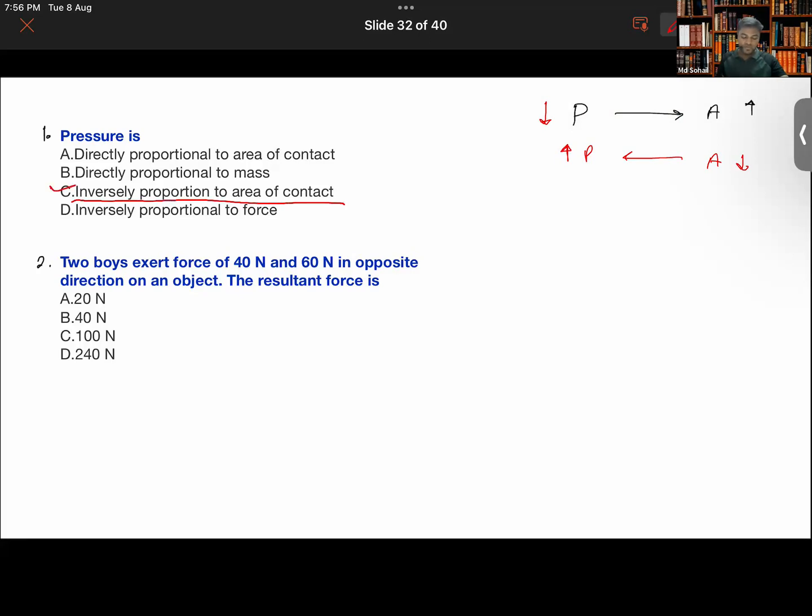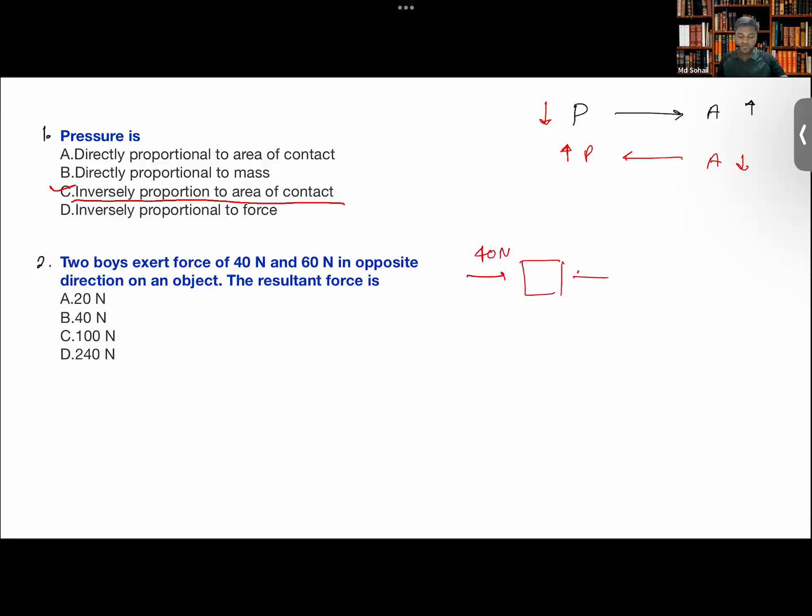Now, two boys are exerting force of 40 Newton and 60 Newton in opposite direction on an object. This is an object. Here 40 Newton is being applied. Here 60 Newton. The resultant force is 20 Newton. Very good.